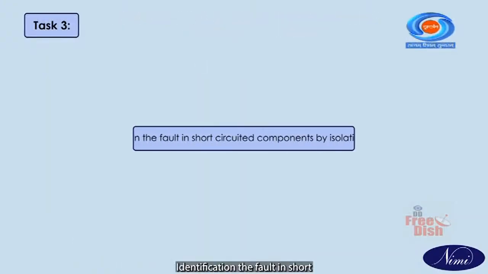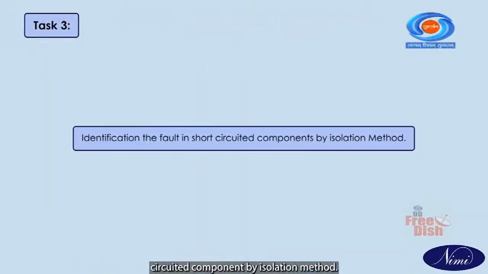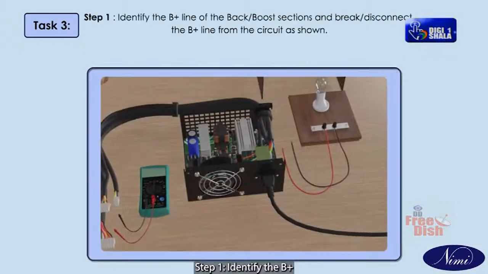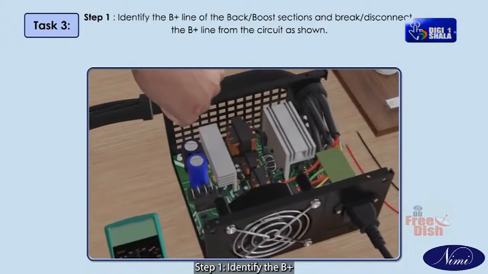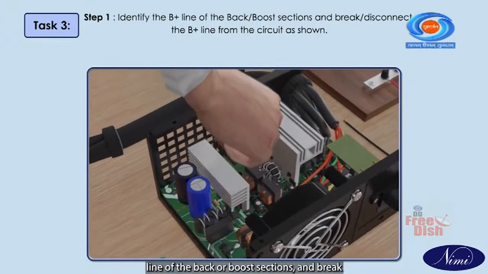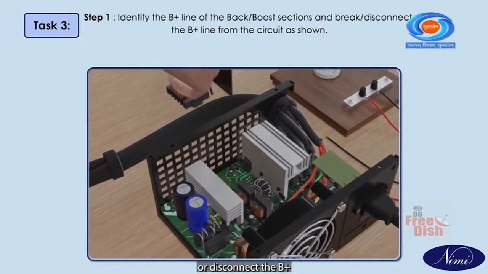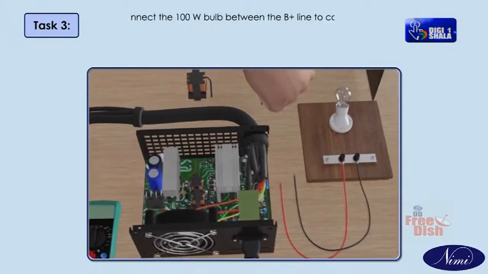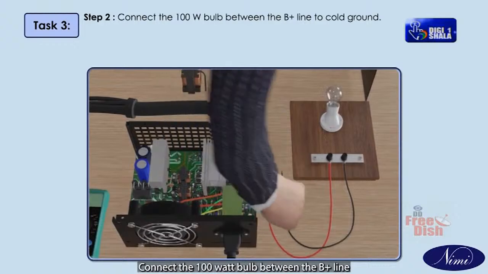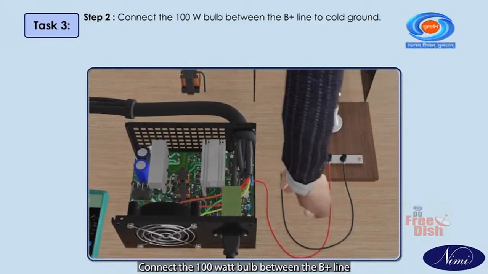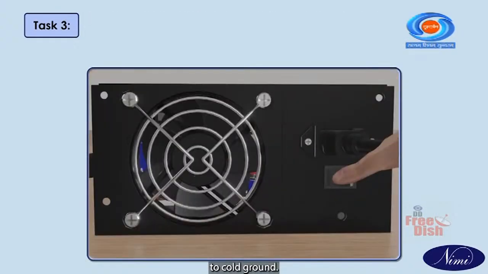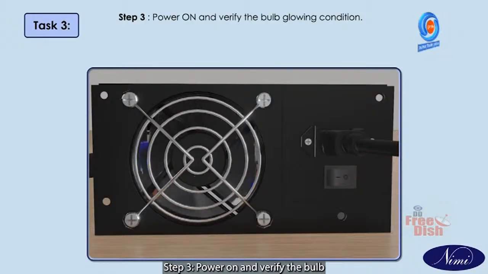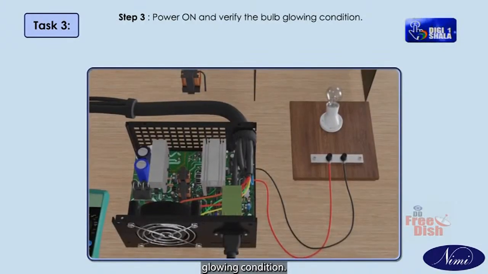Task 3. Identification of the fault in short-circuited components by the isolation method. Step 1. Identify the B+ line of the buck or boost sections and break or disconnect the B+ line from the circuit as shown. Step 2. Connect the 100 watt bulb between the B+ line and cold ground. Step 3. Power on and verify the bulb glowing condition.